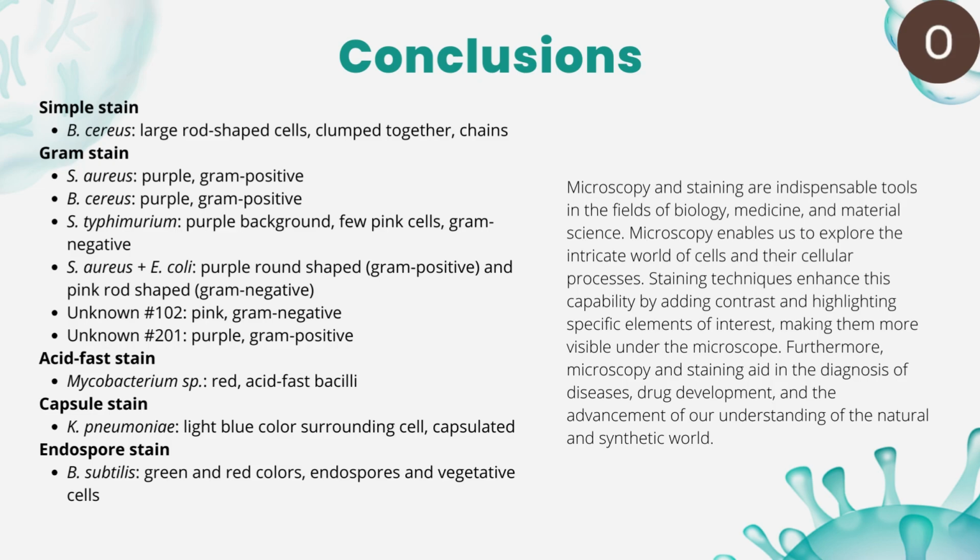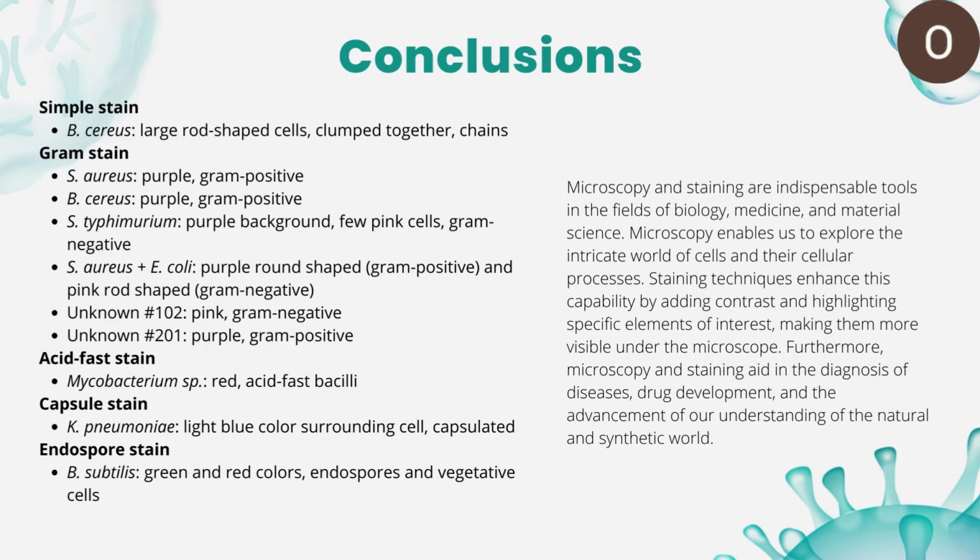Now for the gram stain, which tells us about the cell wall characteristics, if they appear purple, that's gram positive. If they appear pink or red, it's gram negative. Gram positive means the cell walls are thick and made of peptidoglycan, and gram negative means that they have thin cell walls. For S. aureus, it was gram positive. B. cereus was gram positive also. S. typhimurium was gram negative.